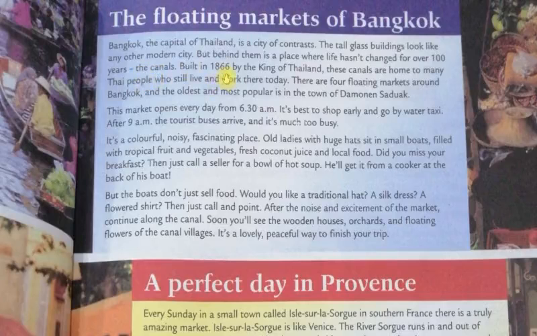Built in 1866 by the King of Thailand. These canals are home to many Thai people, who still live and work there today. There are four floating markets around Bangkok.